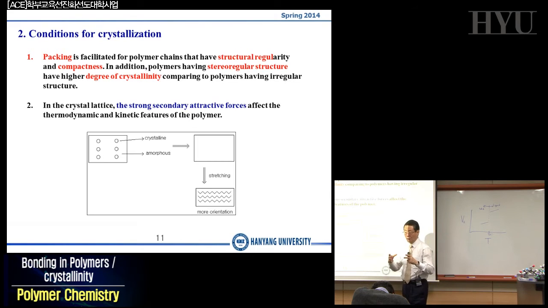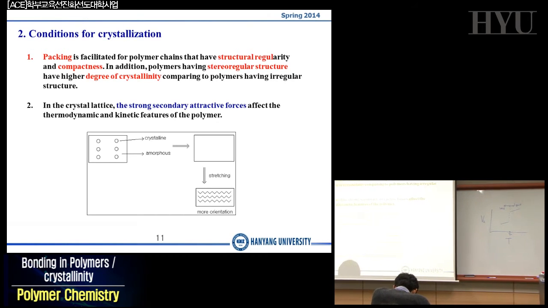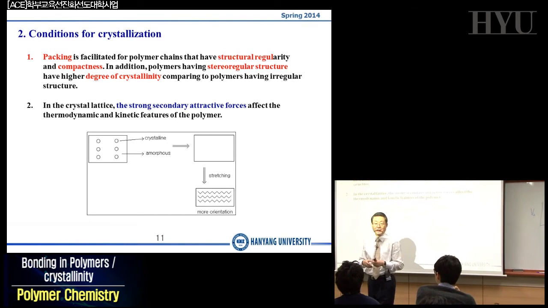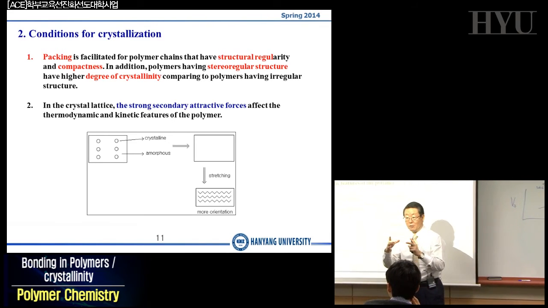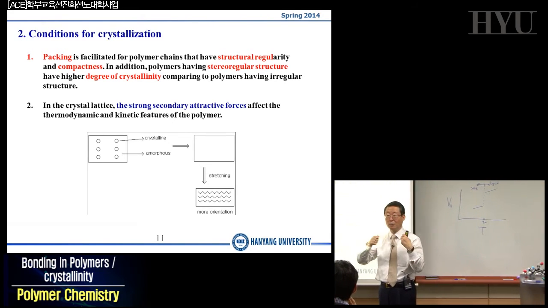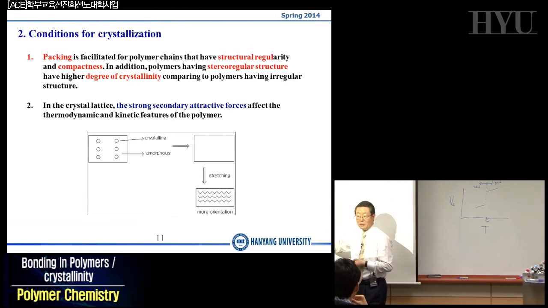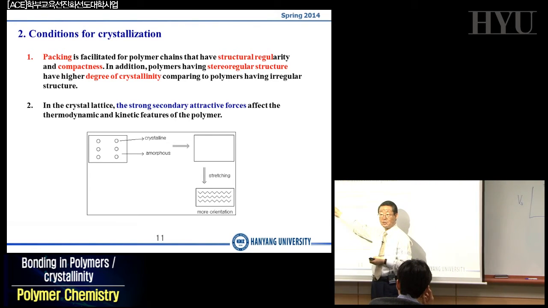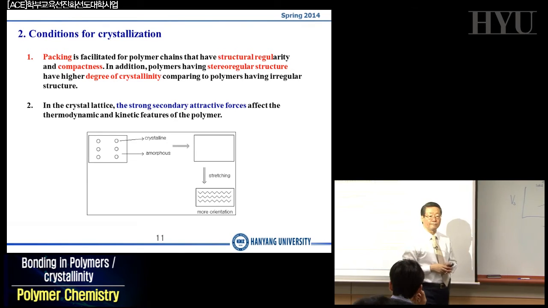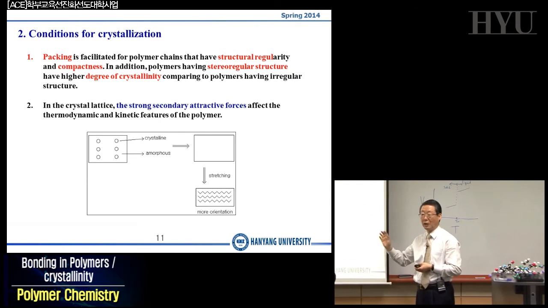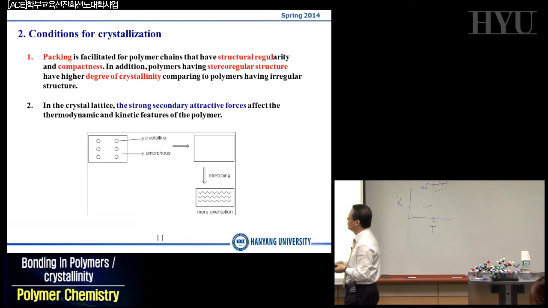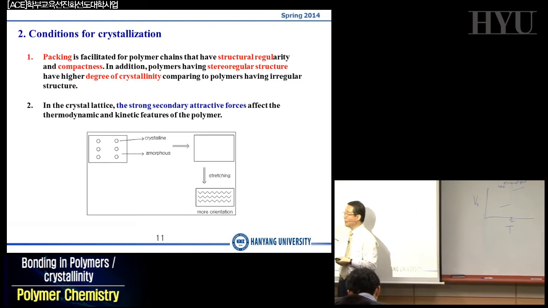For example, if you have a polypropylene film, a wrapping film or packaging film, like the wrapping film on a cigarette pack, it is composed of polypropylene. Let's say that you have a polypropylene film with a semi-crystalline structure. So you have some crystalline portions and amorphous portions. And we increase the temperature. If you increase the temperature, then your crystalline portion will melt.